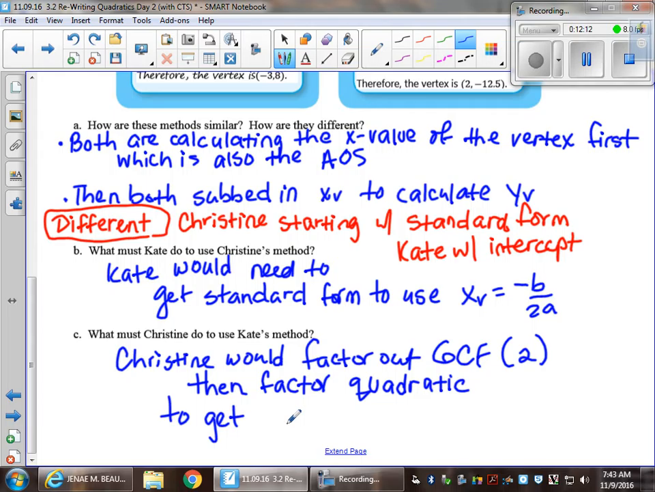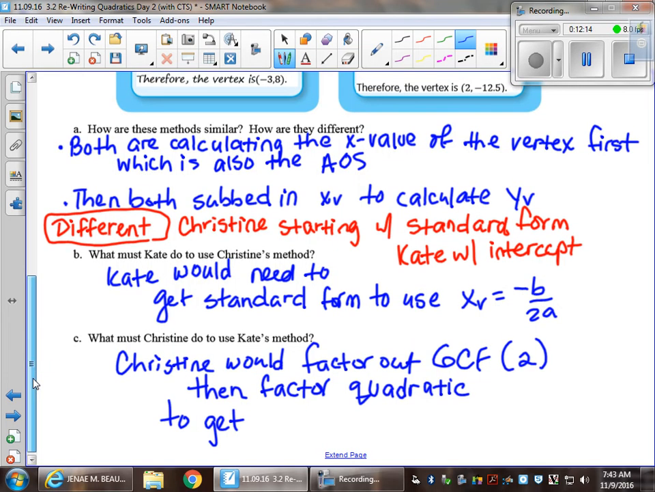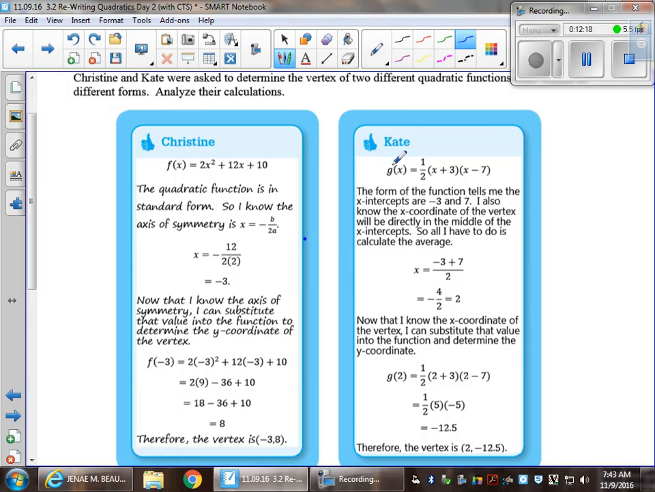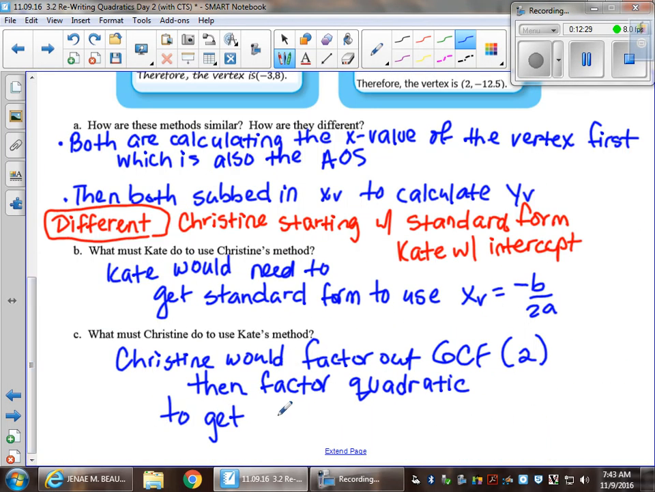I heard vertex and I heard intercept. Let's go back and look. Kate's method, what did Kate start with? This is intercept. How do I know it's not vertex? There's no square, and what do we not see at the end? No k value. Very good. Towards intercept form, to get intercept form.